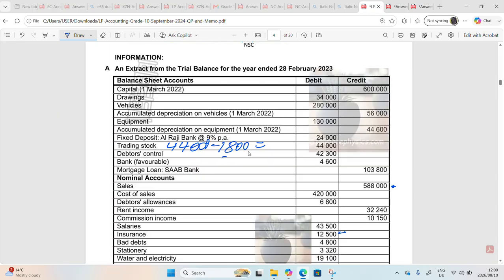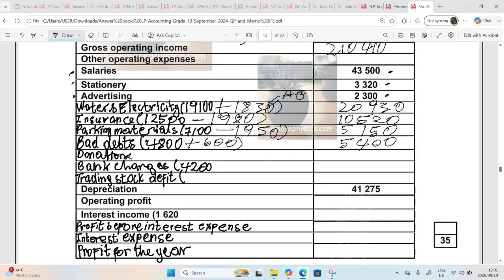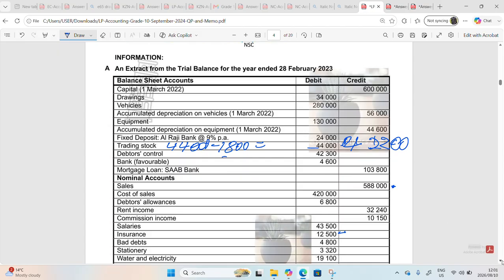Okay, your new trading stock is how much? Let me just write there, 42,200. Your new trading stock, 42,200. Okay, so donations must be recorded as an expense at cost. You record them at cost, not the selling price. We have donations of 1,800. They are recorded at cost, guys, at cost. Okay, so let's scroll down.